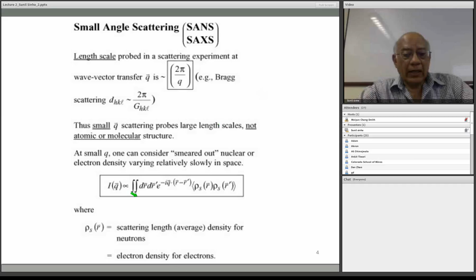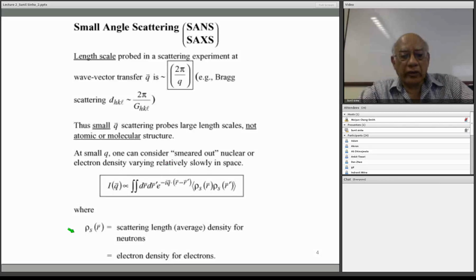Well, as we know, the intensity for scattering at any wave vector q is essentially the double Fourier transform of the density at r times the density at r prime. If there's only one object, we can forget about correlations, and then this can just be written as the Fourier transform of the density modulus squared, basically this double Fourier transform.